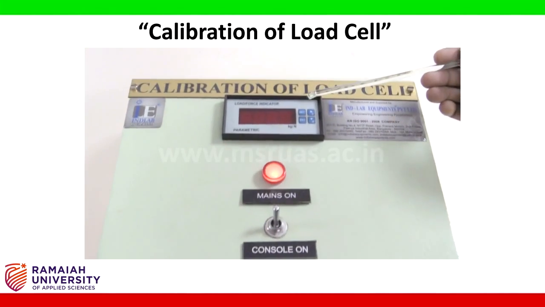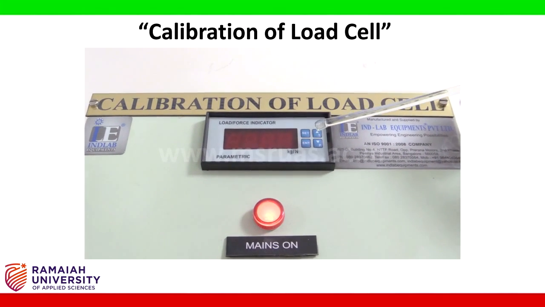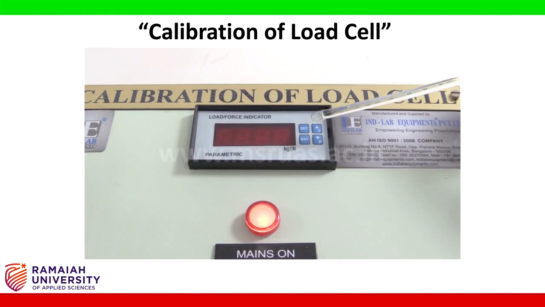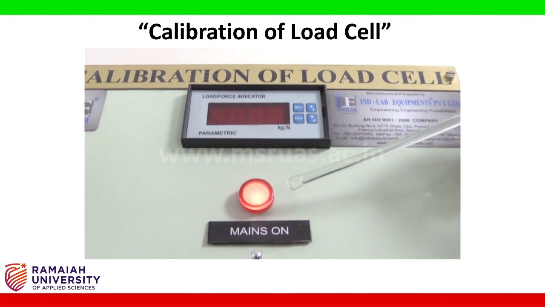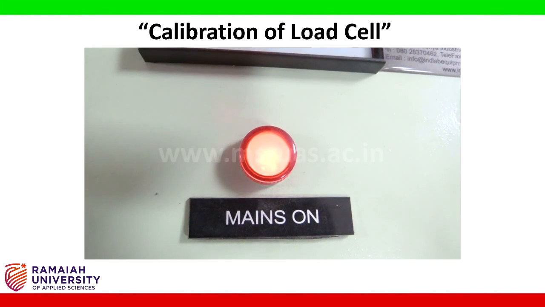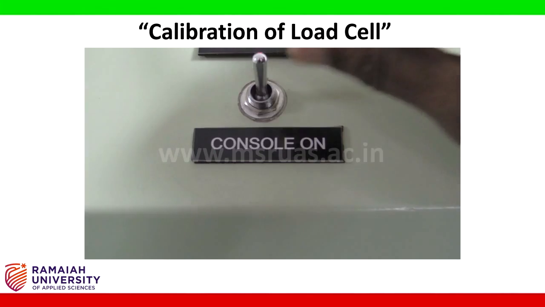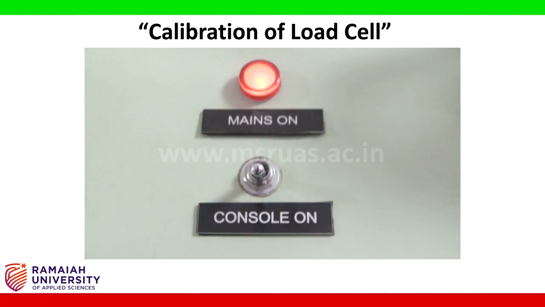The load indicator indicates the actual load applied on the strain gauge in kilograms. The mains on indicates the mains power supply. The console on is used to switch on the load indicator display.